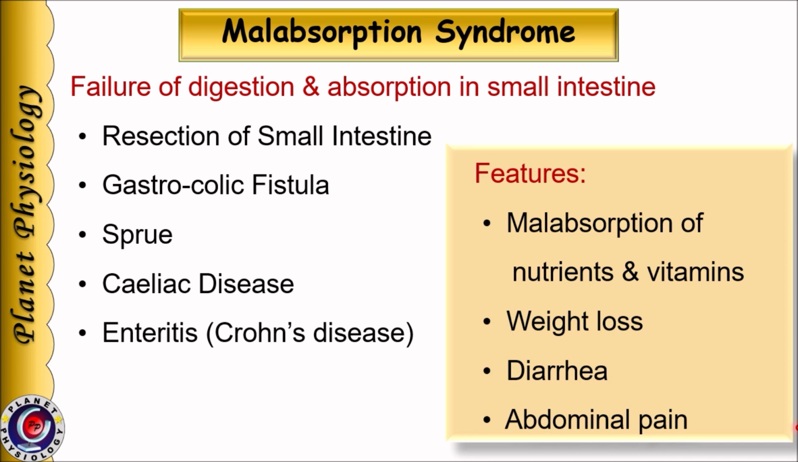There is decreased absorption of nutrients and vitamins, and as a result, the person loses weight. As digestive end products are osmotically active particles, they initiate osmosis leading to fluid overload in the GIT. Thus, it results in diarrhea. The person also suffers from abdominal pain.